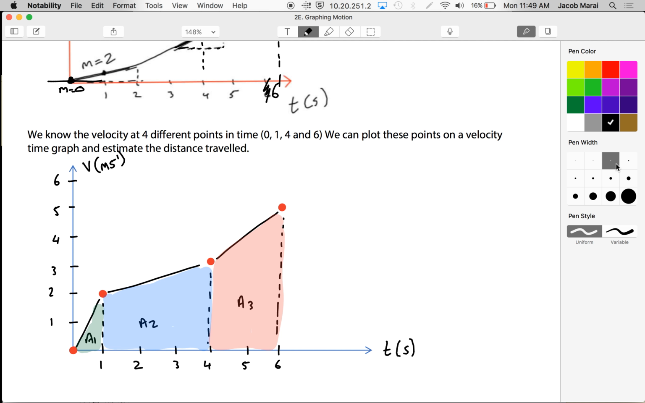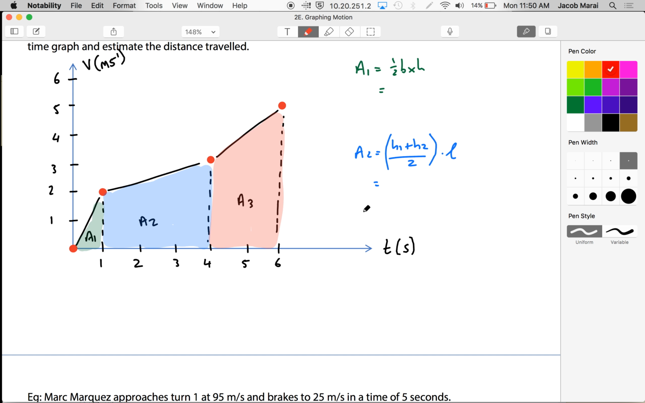So we could determine, we're not being asked, but we could figure out the acceleration. So we could find the gradients at each. His gradient in the 1st second, his gradient in the 3rd, his gradient at 5 seconds. It's linear, it's nice and easy. But let's just go A1, half base times height. A2 is going to be H1 plus H2 over 2 times the length. A3 is going to be the same.